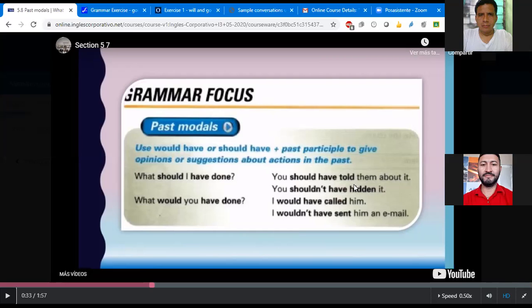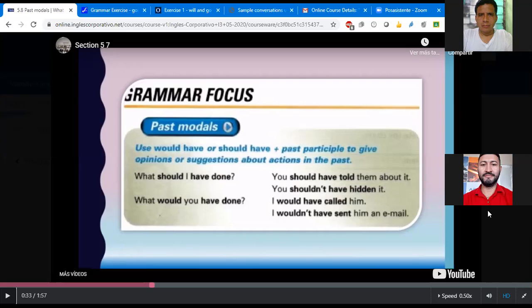For example, I saw an accident today, and I didn't want to stop my car. I kept on driving. What would you have done? I would have called an ambulance. Okay, then you say, I would have called an ambulance.